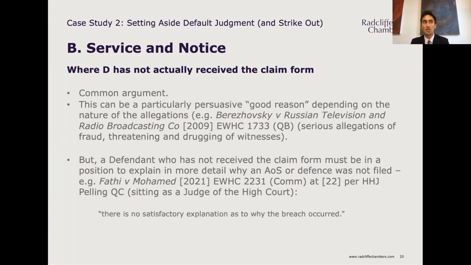And the judge said, because this was a business address, we can expect the defendant to have made arrangements to receive post, and he could not adequately explain why he had not done that. So it's important that we go beyond saying that we haven't received the claim form or we didn't have notice of the proceedings. We need to say why.